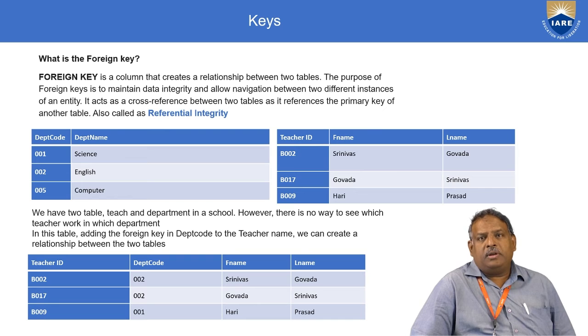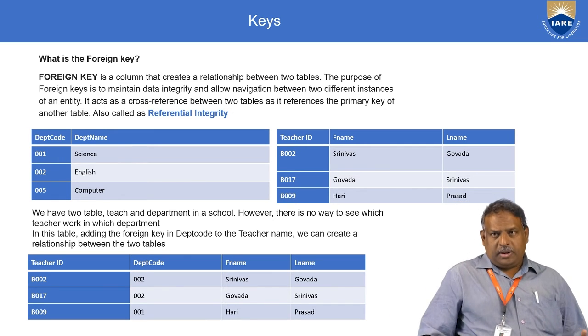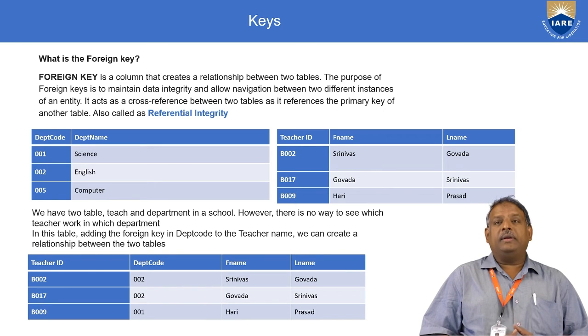The purpose of foreign key is to maintain data integrity and allows navigation between two different instances of an entity. It acts as a cross-reference between two tables as it represents the primary key of another table. A foreign key is nothing but a column which is common in both the tables, and these two tables can be joined through a condition.